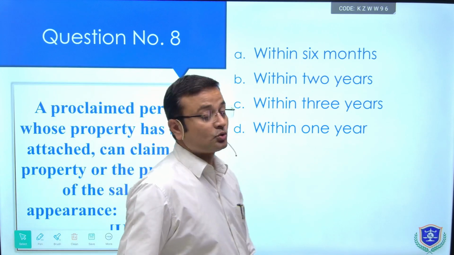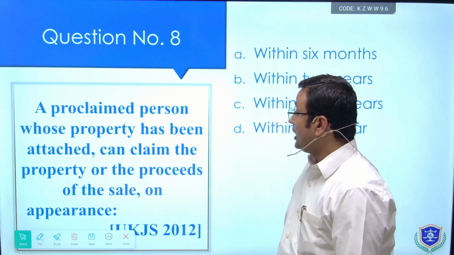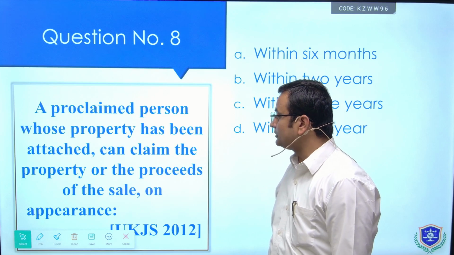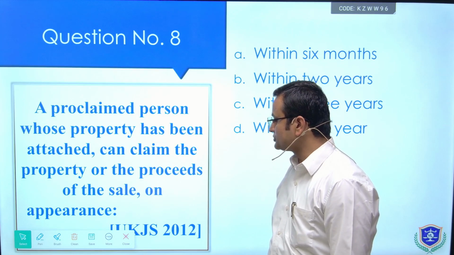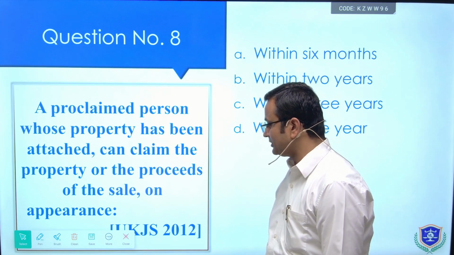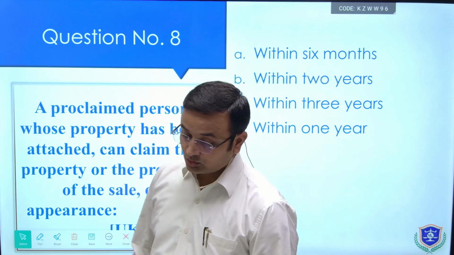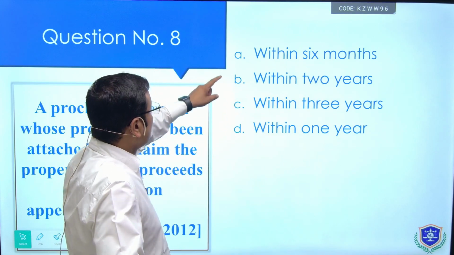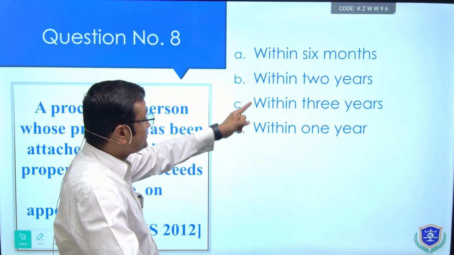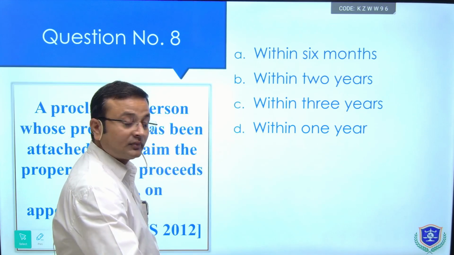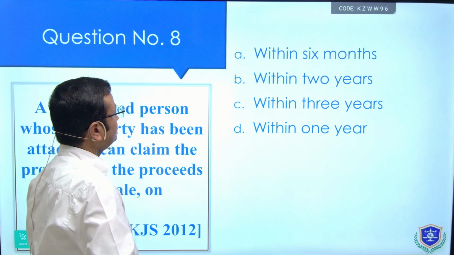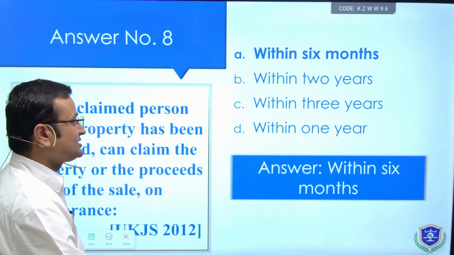Let's see the next question, that is question number 8. A proclaimed person whose property has been attached can claim the property or the proceeds of the sale on appearance. This has been asked in Uttarakhand Judicial Services. The options: within 6 months, within 2 years, within 3 years, within 1 year. Let's see the answer. Within 6 months, that is option A.